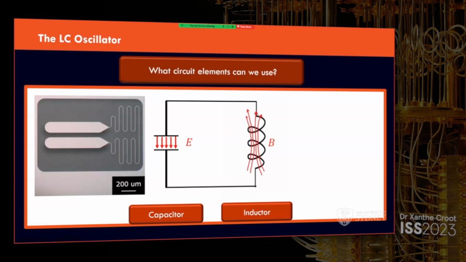So these two big pads of metal here are the capacitor, and they're going to store the electric field. And then this little wire connecting the two pads is the inductor, and that's going to store the magnetic field.